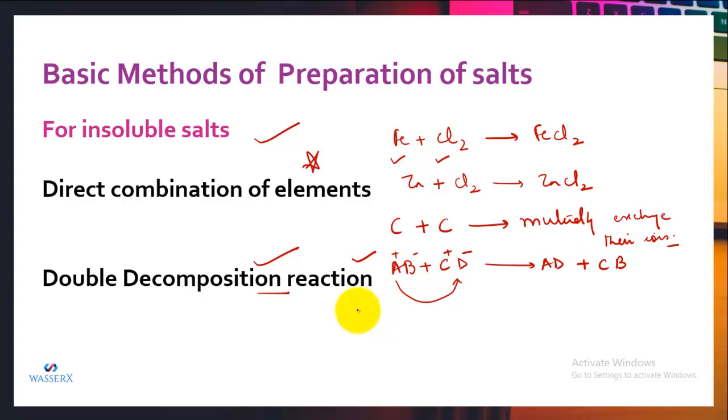So let's take an example. Let's say I have sodium nitrate and I have, let's say, silver sulfate.